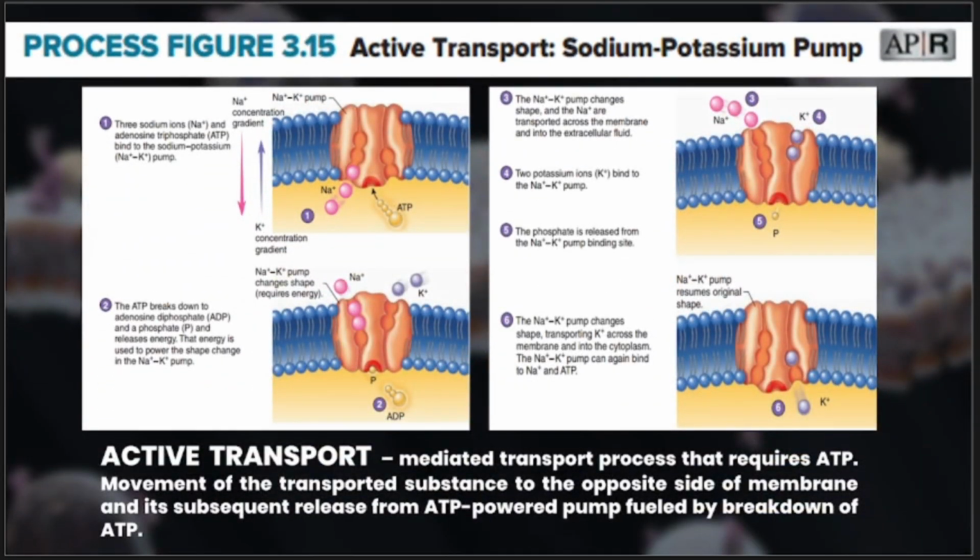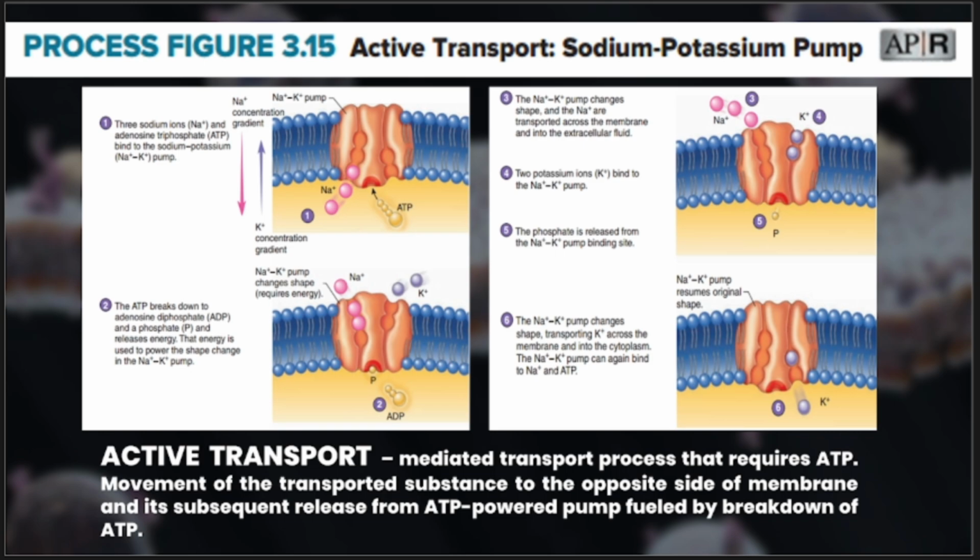We also have active processes. When we talk about active processes, this is the movement of substances against their concentration gradient that requires expenditure of cellular energy, usually ATP. And when we talk about ATP, we have ATP-powered pumps. These pumps transport ions or molecules actively across the membrane. An example would be the sodium-potassium pump.